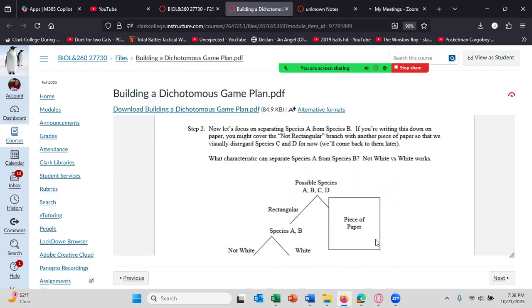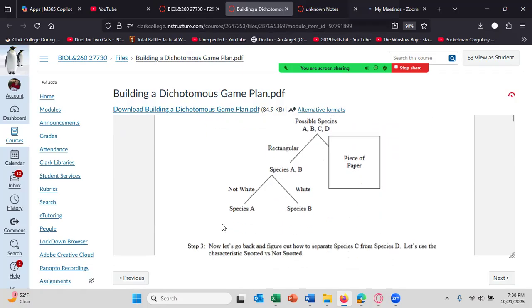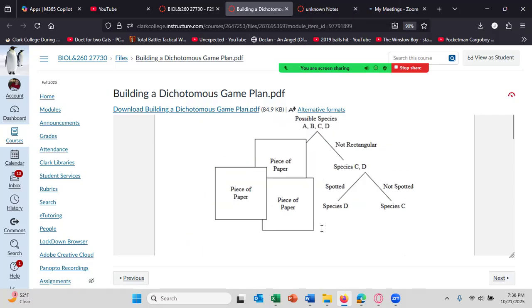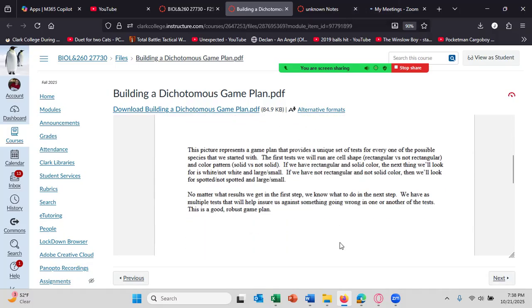And then we have, is it white or not white? If it's white, it's species B. If it's not white, it's species A. And that's following dichotomous logic, where you start with all the examples, split them down, and then split them down again. And there's an example in here at the very end, so you can go through that.